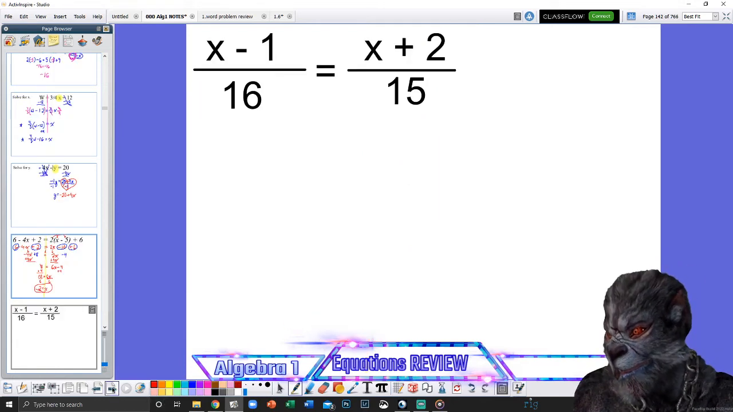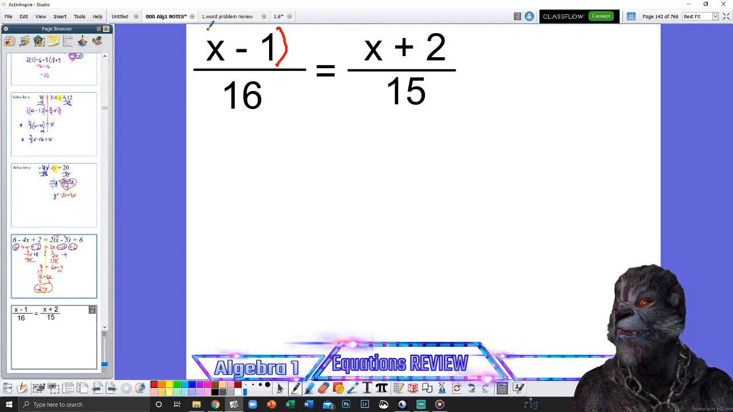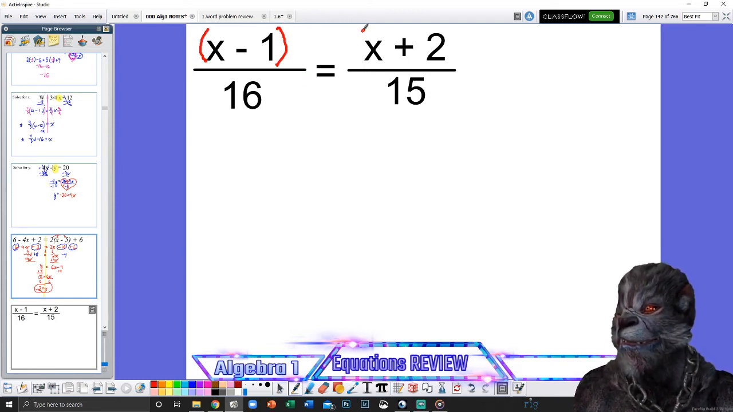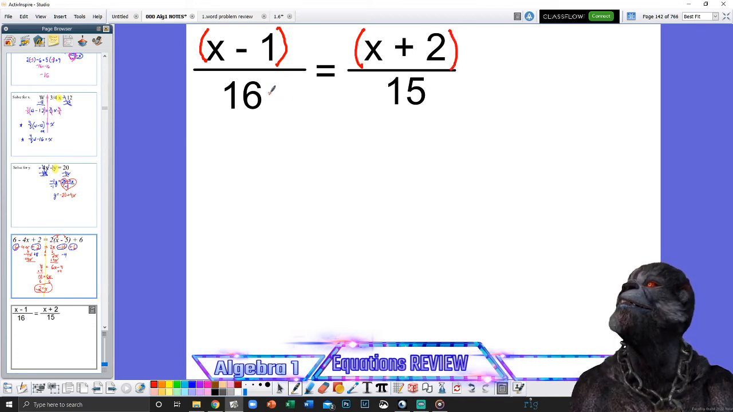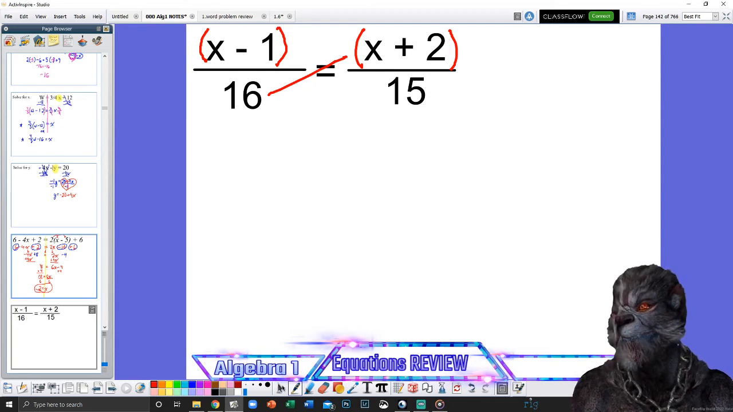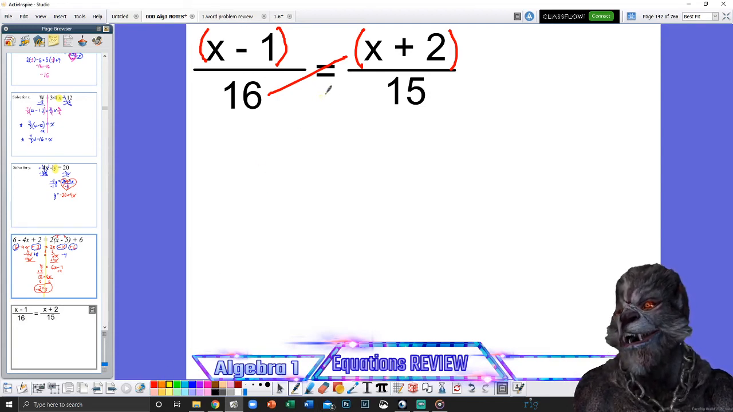Great. Now, let's do proportions. Remember, for proportions, if we have any adding or subtracting, we always put it in parentheses first. Just like that. So 16, oh wait, I'm sorry, you should go ahead and do this on your own. Go ahead, give it a try, hit pause, then come back.